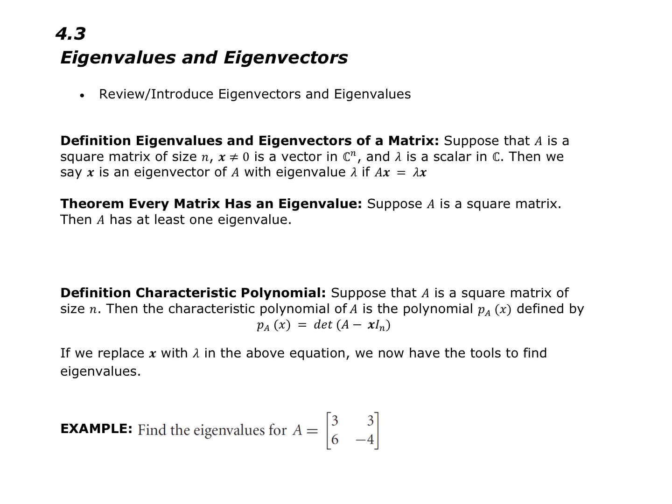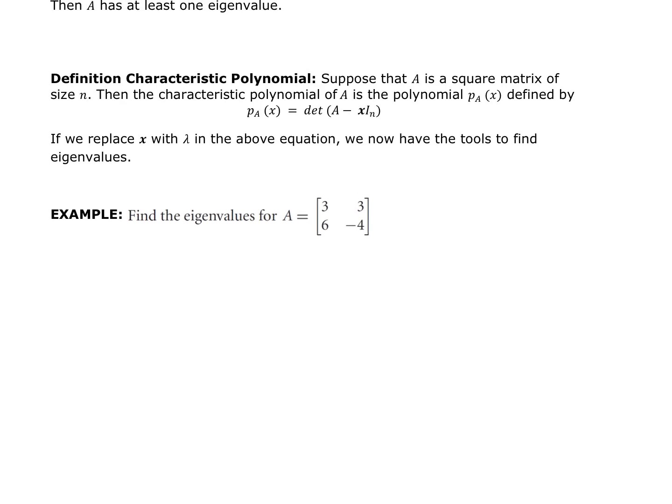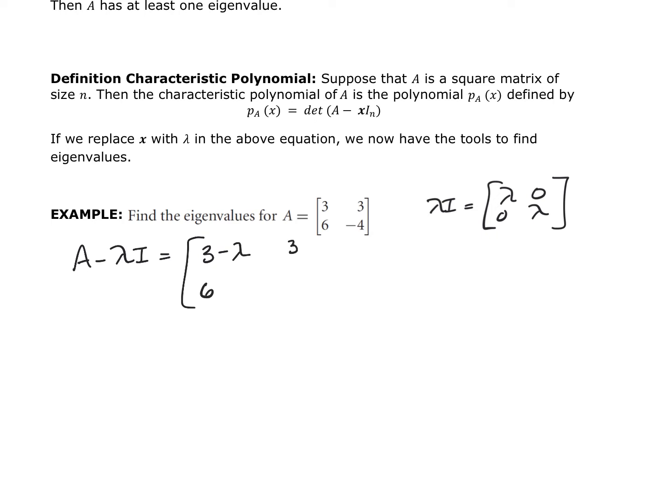So let's go through and find some eigenvalues for this given matrix A. Matrix A is 3, 3, 6, negative 4. So the first thing I'm going to do is determine what A minus lambda I would look like. Well, this would be 3 minus lambda. Now I is the identity matrix, so lambda I would look something like this: lambda, 0, 0, lambda. So we're using a 2 by 2. So it's 3 minus lambda, and then we have 3, and then 6, and negative 4 minus lambda.